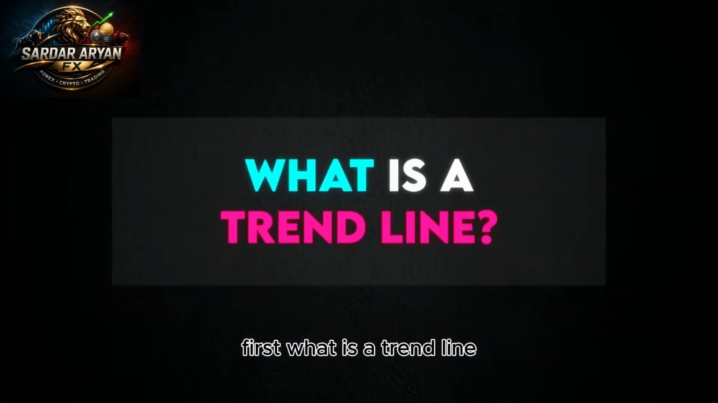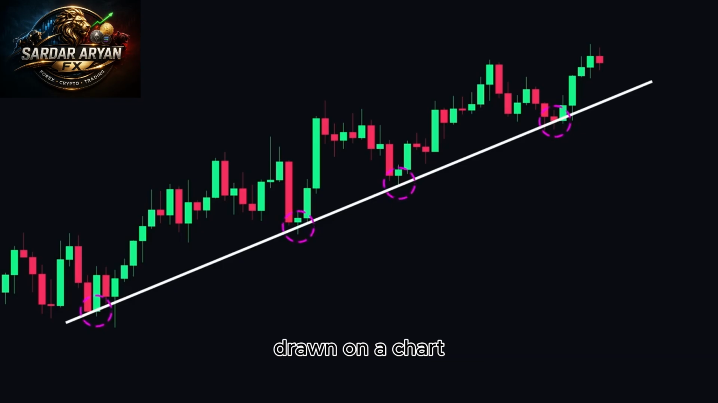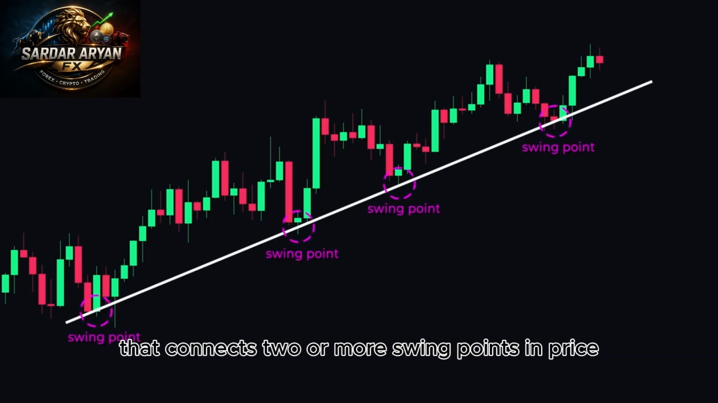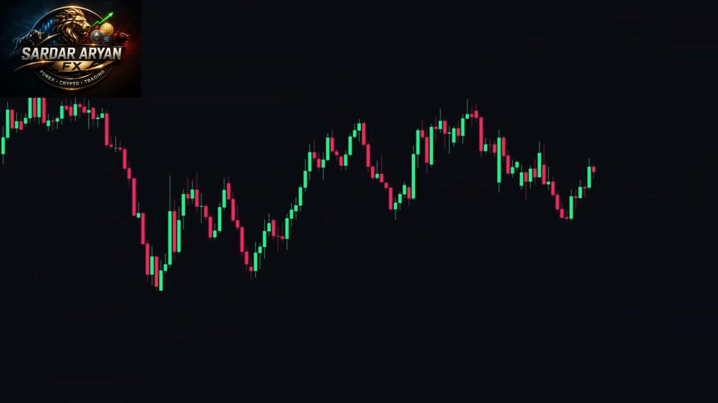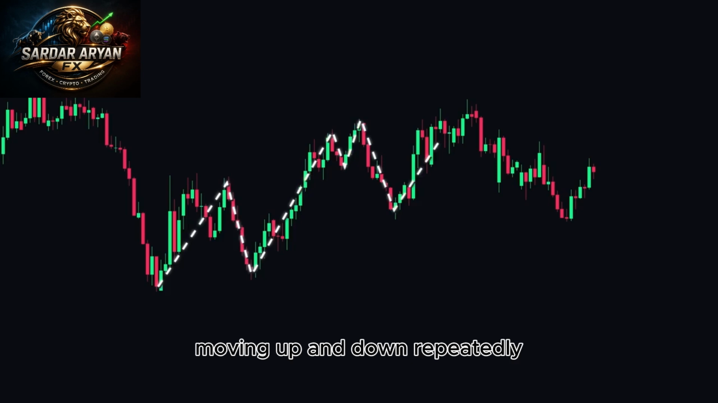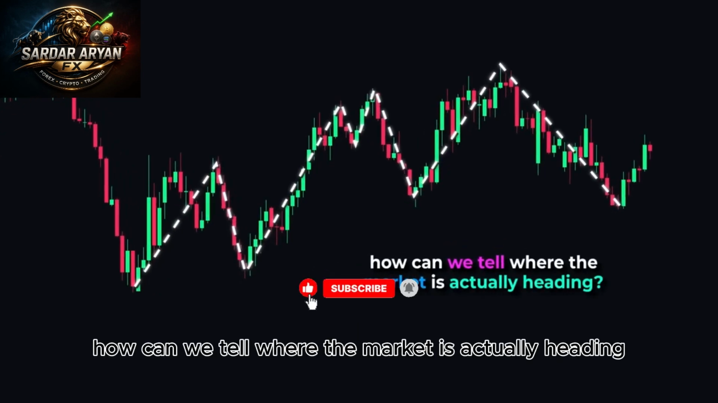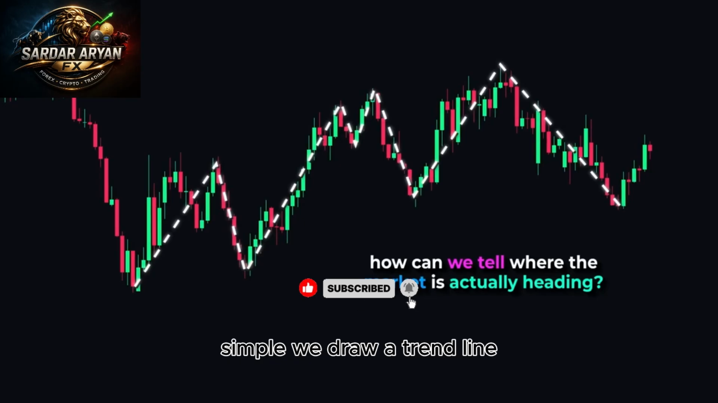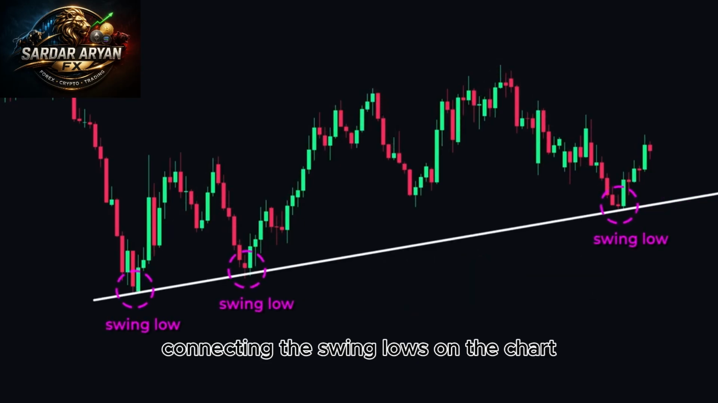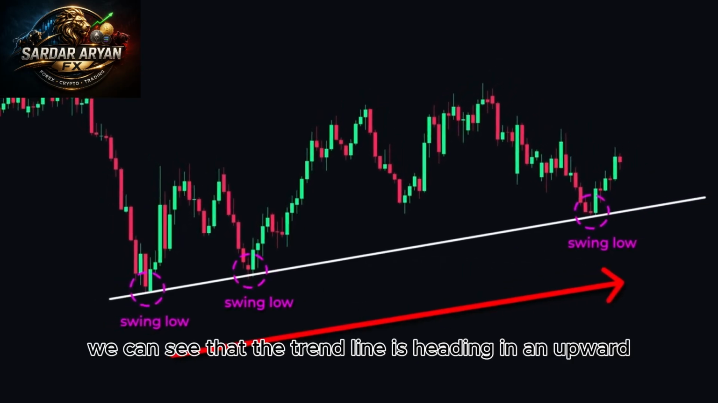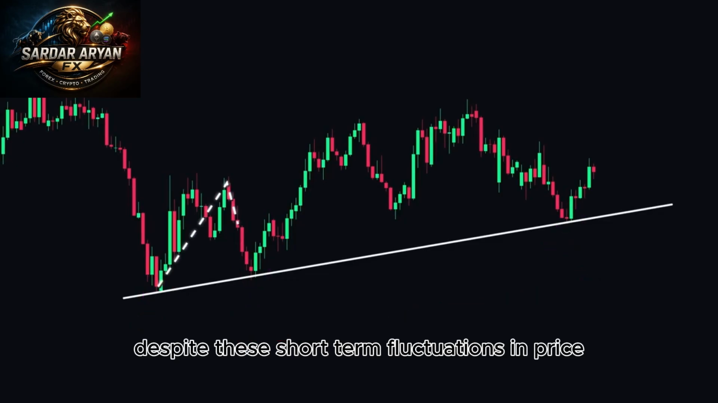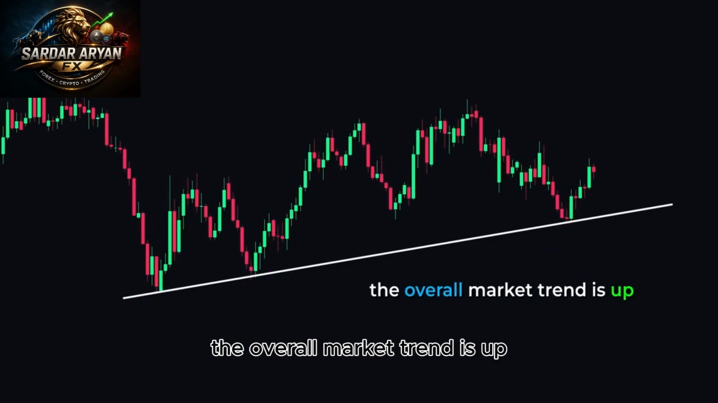First, what is a trend line? A trend line is a straight line drawn on a chart that connects two or more swing points in price. Let's look at an example. In this chart, we can see that price is fluctuating, moving up and down repeatedly. So with all these movements happening, how can we tell where the market is actually heading? Simple, we draw a trend line. By drawing a straight line connecting the swing lows on the chart, we can see that the trend line is heading in an upward slope. This tells us that despite these short-term fluctuations in price, the overall market trend is up.